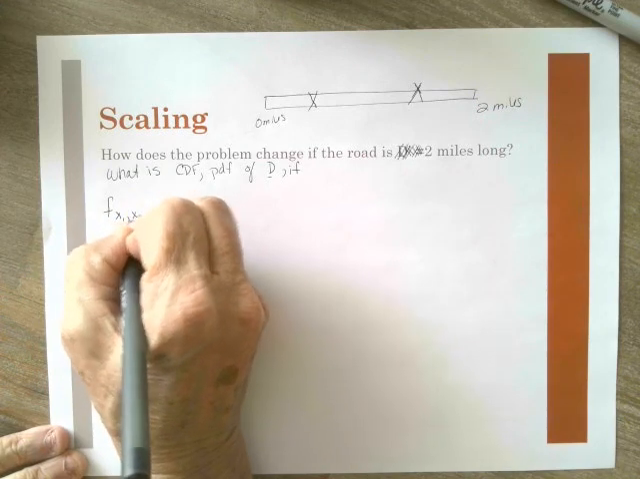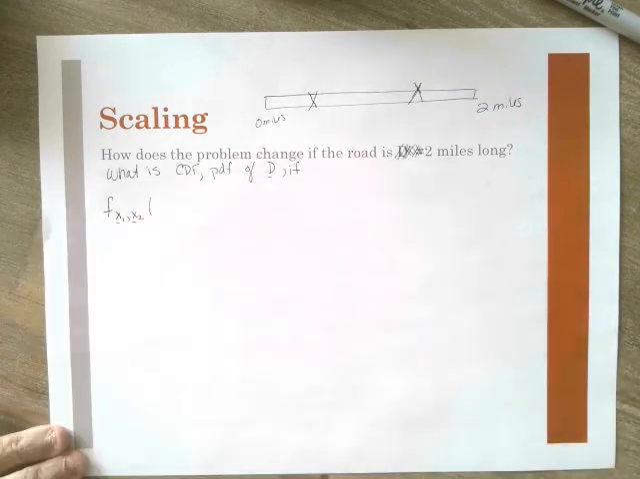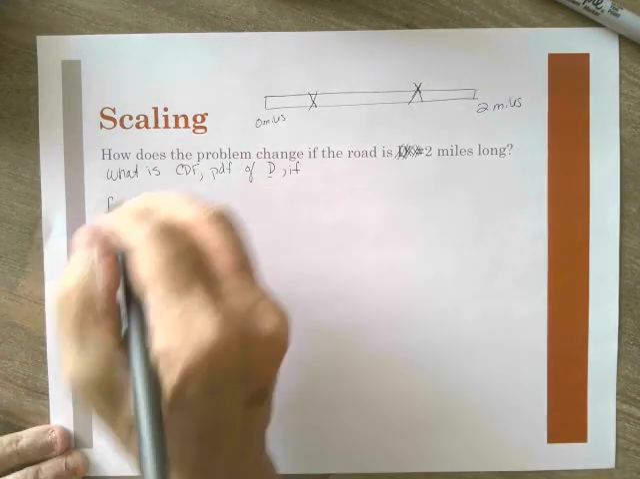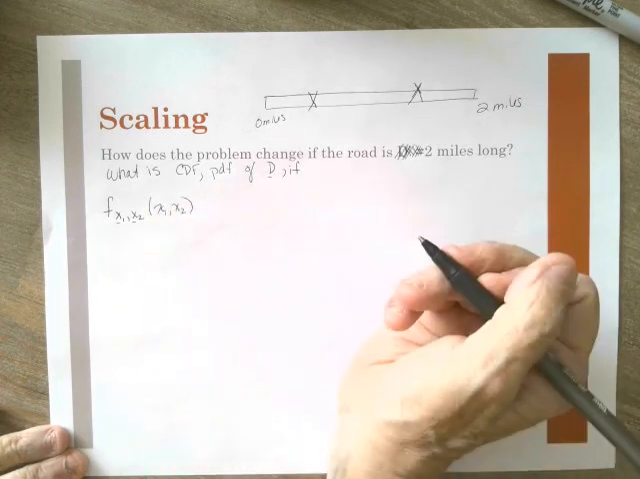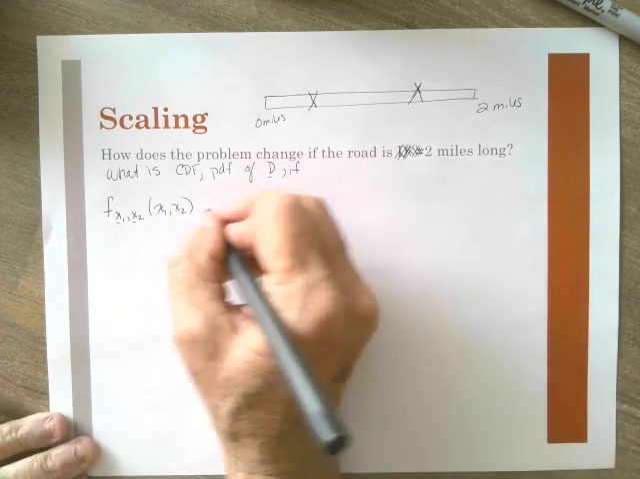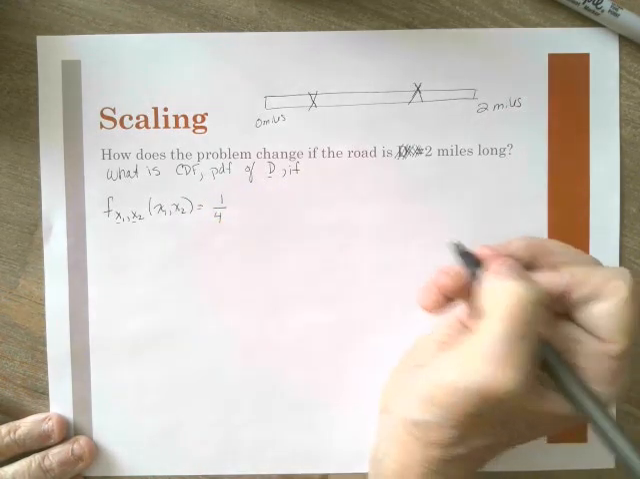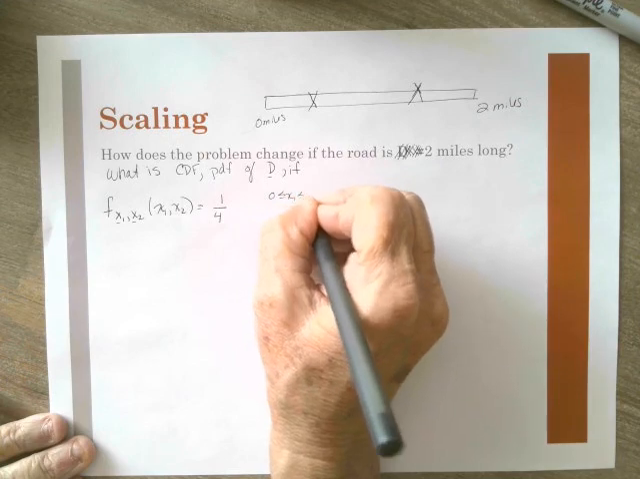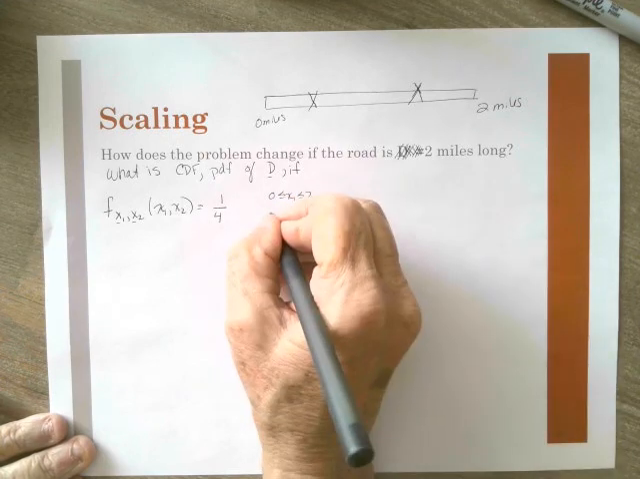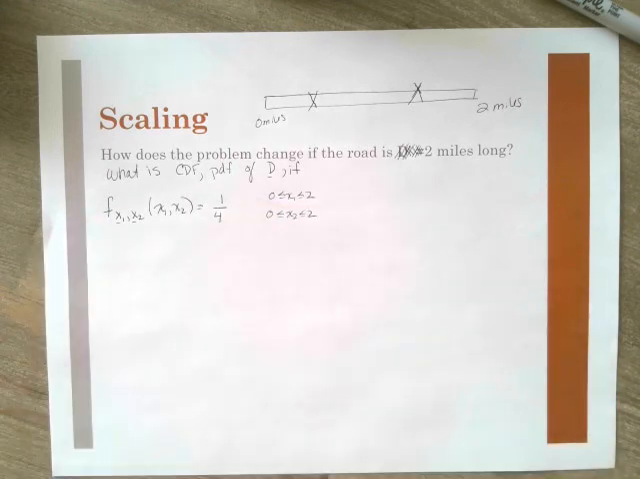probability density function for each of those locations, since they are independent, X1, X2, is going to be a product of the marginals. So I'm going to write it down, and then we're going to see why it is this. We're going to have 1 over 4, and that would be for the location of my accident between 0 and 2 miles, and the location of my ambulance between 0 and 2 miles. So how do we get this?